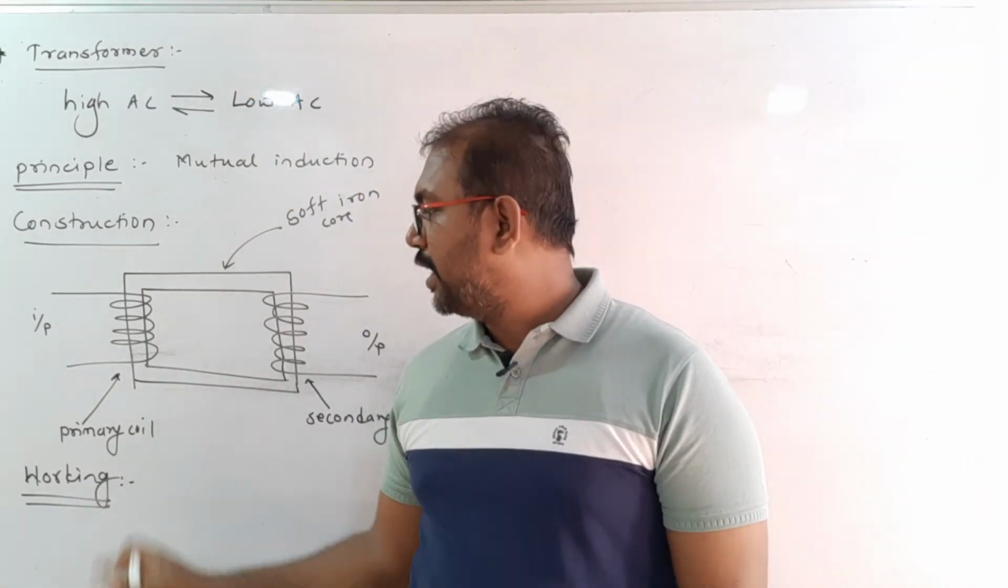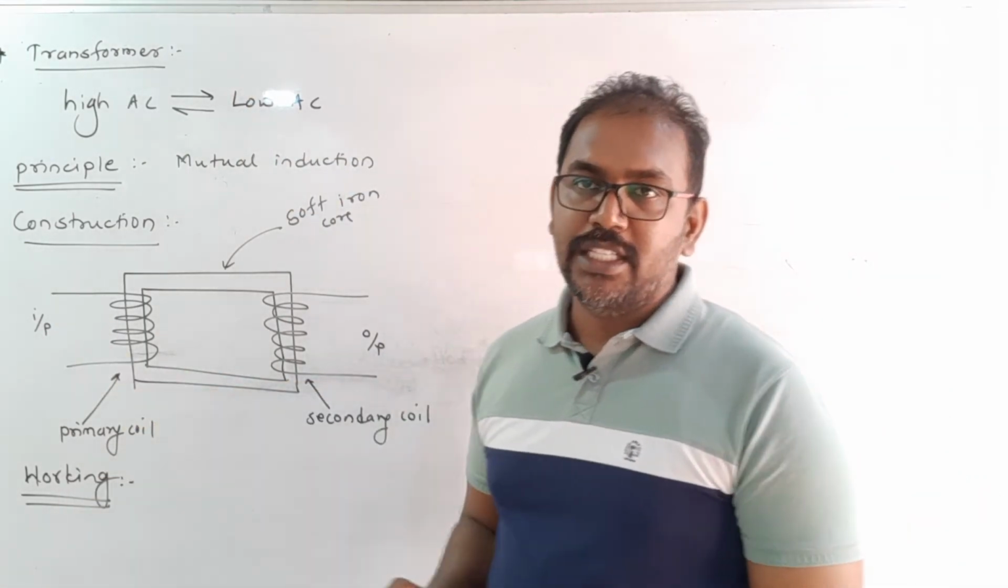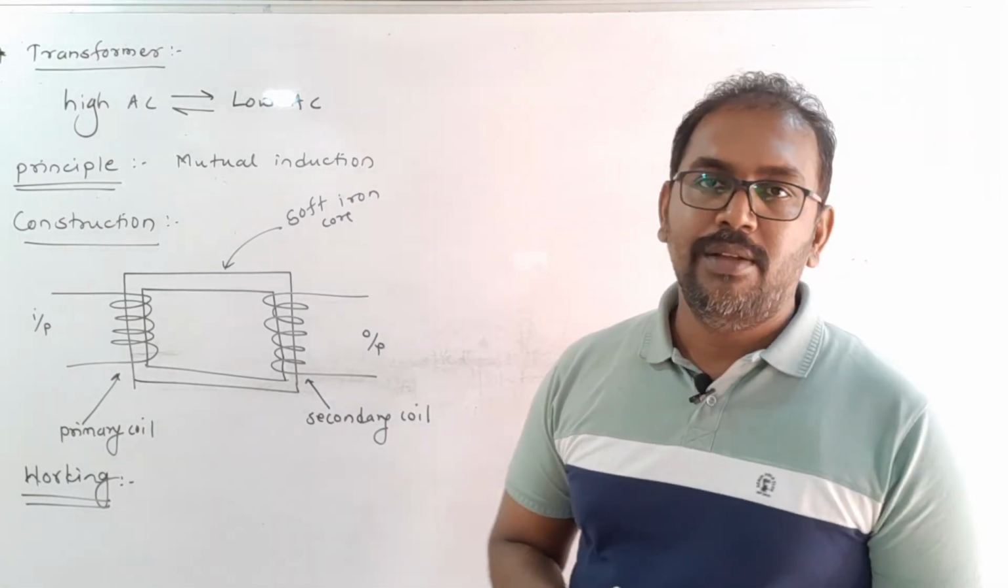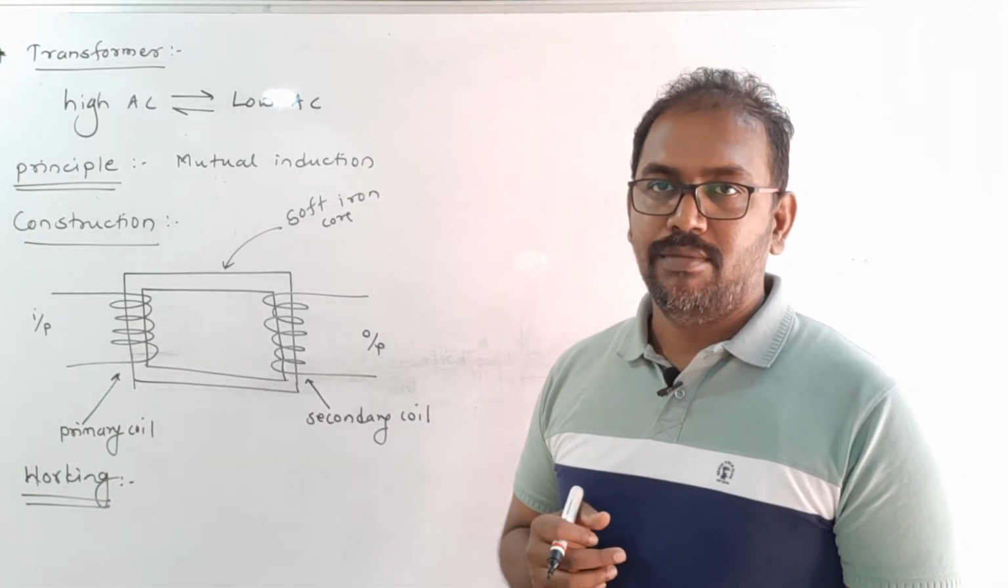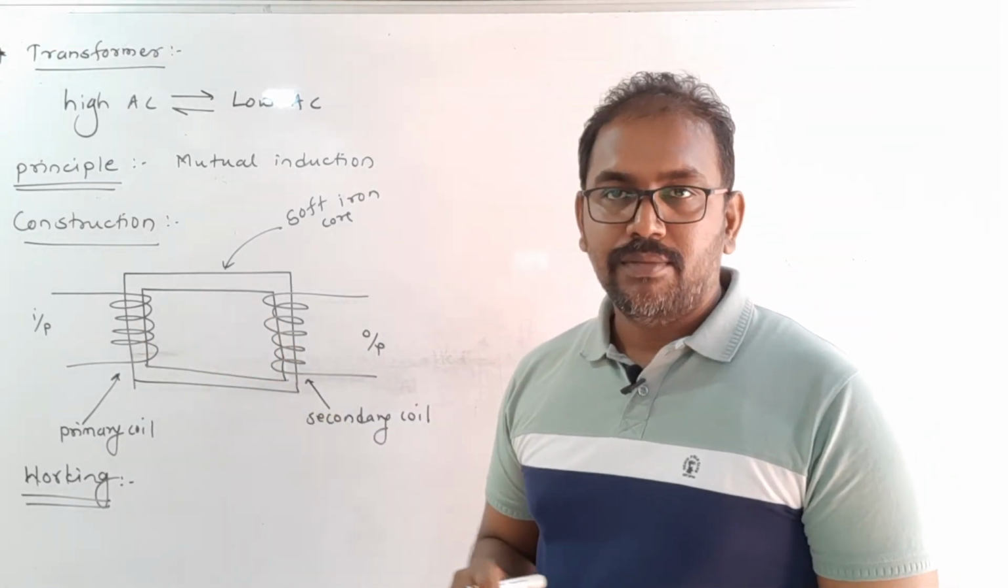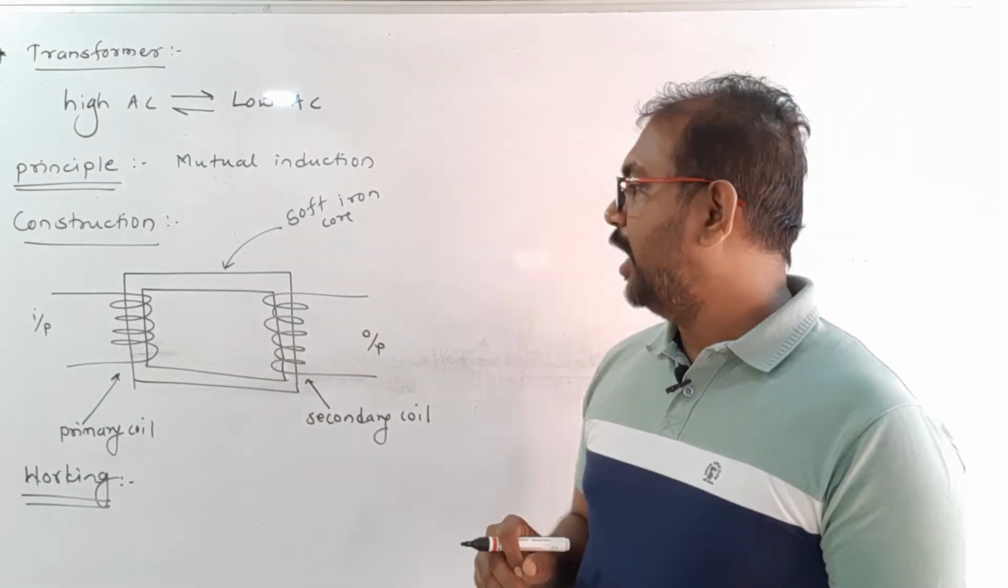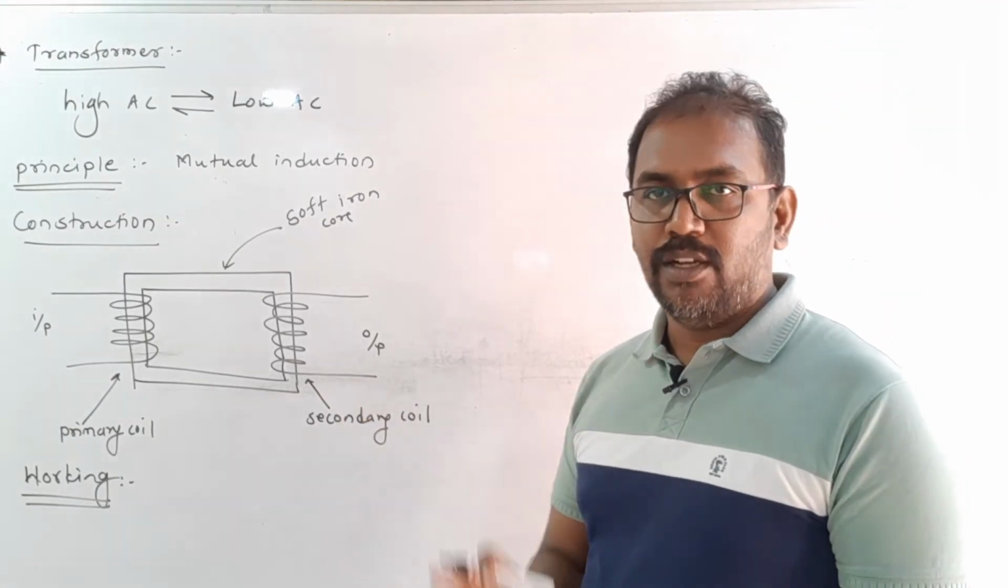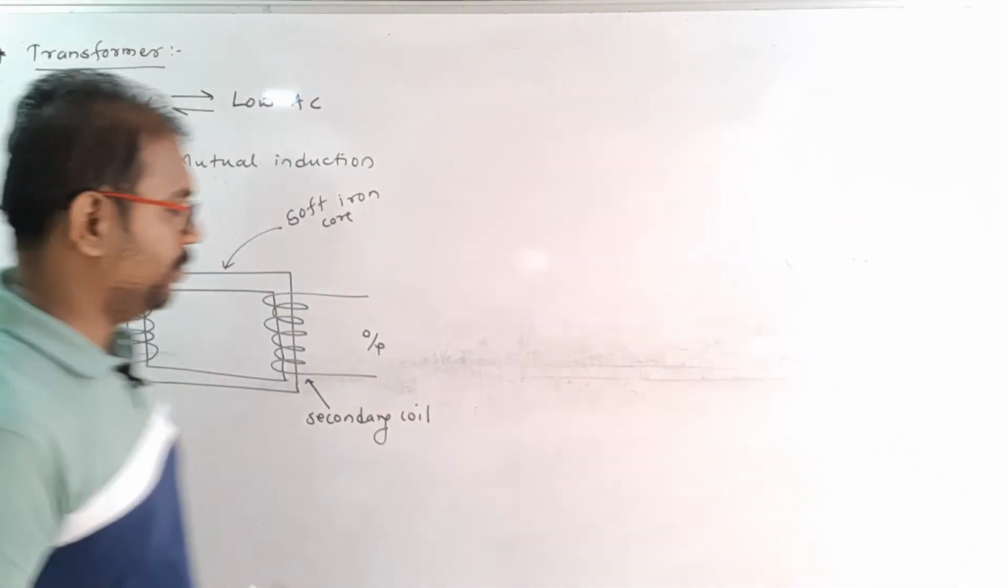Let me tell you the working again. When alternating voltage is applied across the primary coil, due to this changing current, the magnetic flux linked with both coils changes and EMF is induced in the primary and secondary coil. So this is the working.